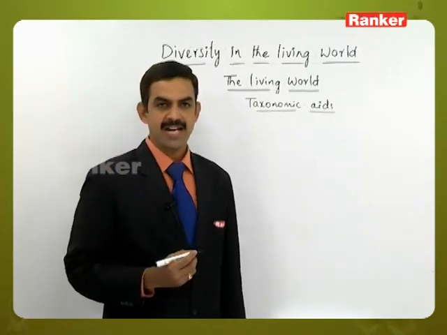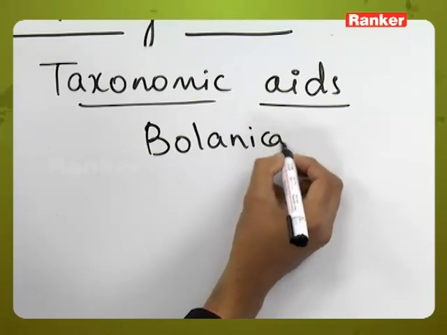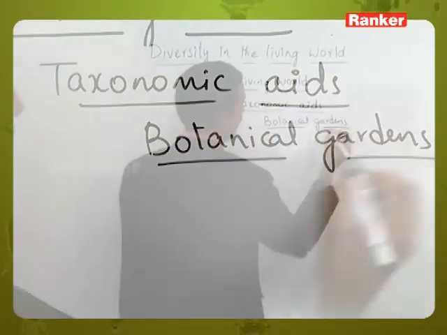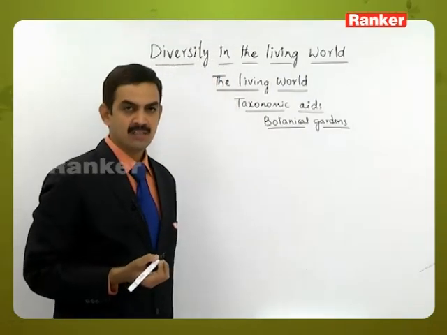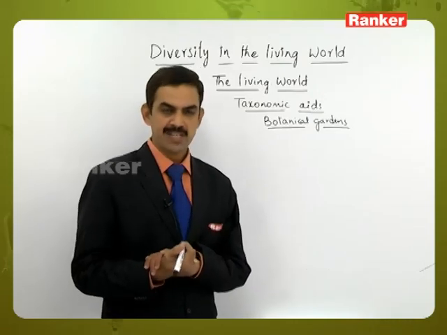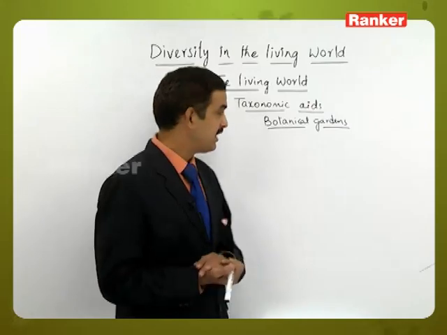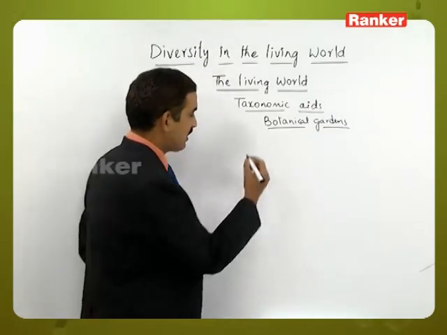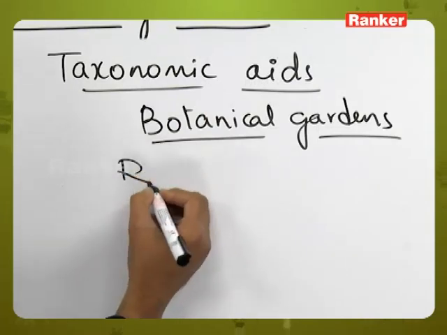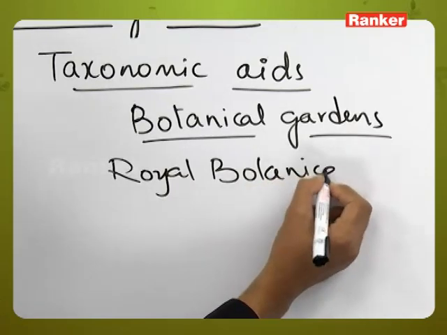In the taxonomic aids, the next one is the botanical gardens. Here in the botanical gardens, the plants are grown in a restricted area by providing the normal atmospheric conditions which are suitable for the growth and development of the plants. And as we have already discussed, the largest botanical garden is in Kew, England, called the Royal Botanical Garden.